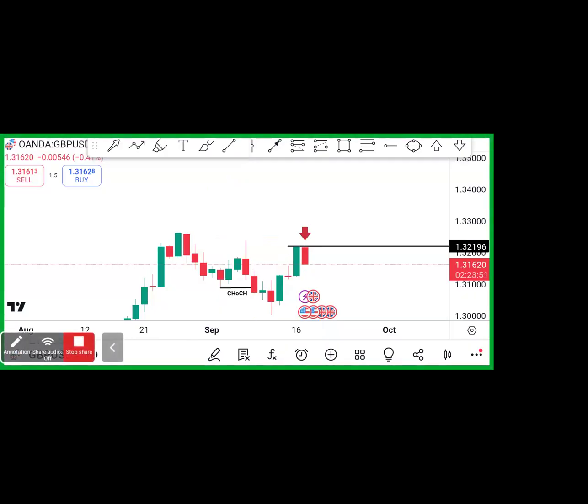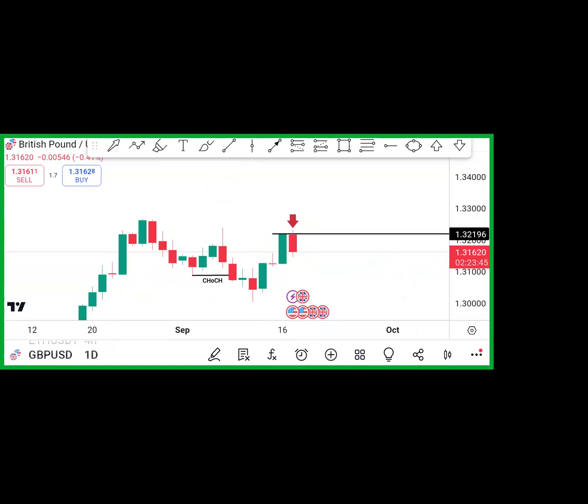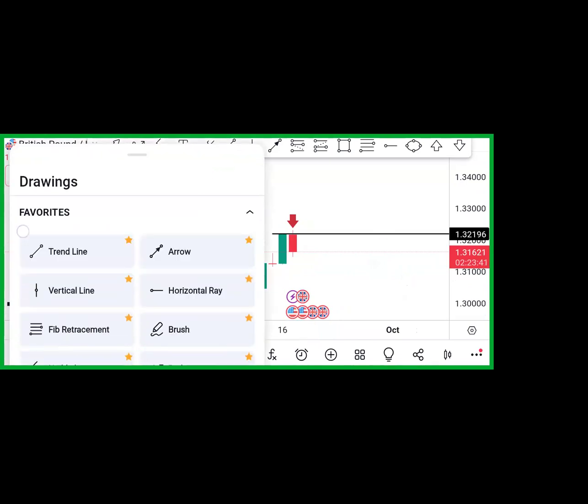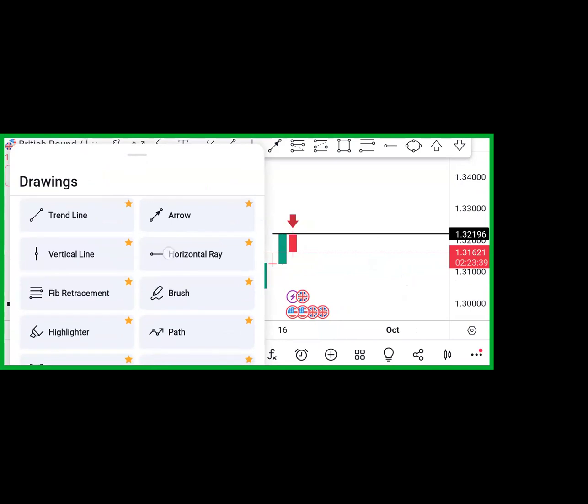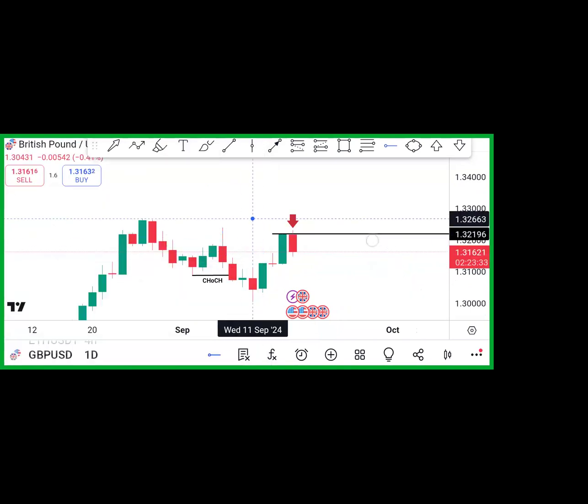Now, what was I saying? You want to mark out your previous day high and your previous day low. Now, how do you do that? You use your horizontal ray, right? On your toolbox, you use your horizontal ray. Here it is right there. Now, let's mark out our previous day low. We've just marked out our previous day high at this top right here. Now let's mark out our low.